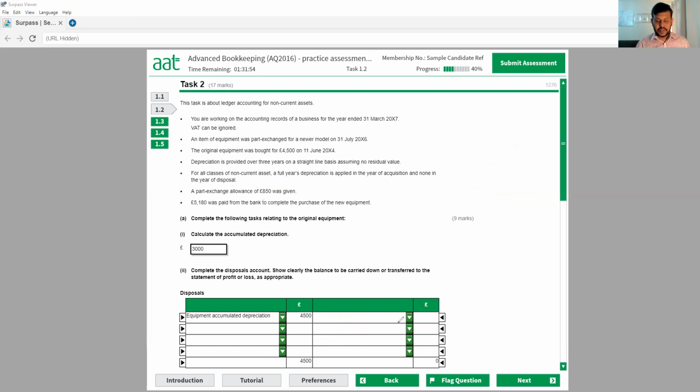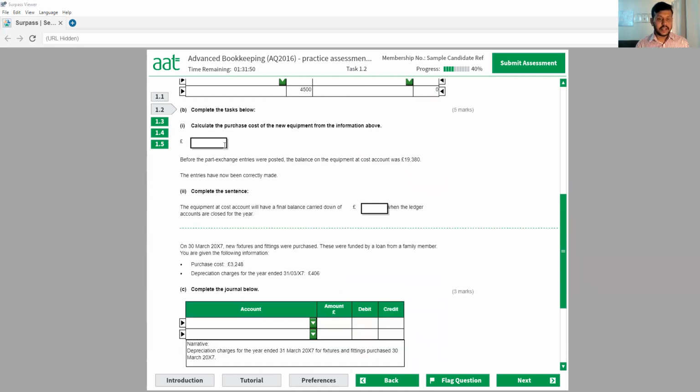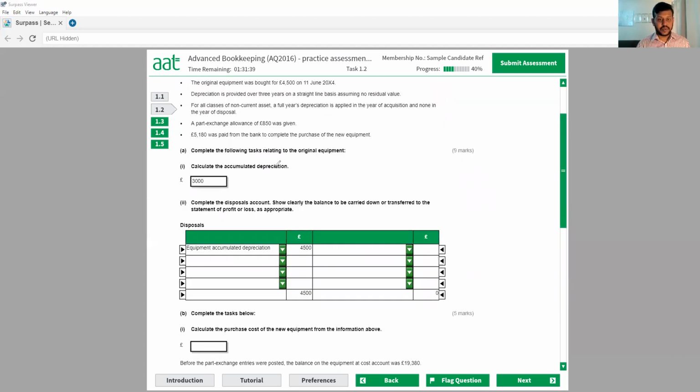So let's move to the next one. The next one we have here, they said calculate the purchase cost of the new equipment from the information above. How much is the cost of the new asset? This is very simple, I think. You give 5180 from the bank, and they give us 850 for the part exchange. So for the part exchange, they consider 850, and also we have to give 5180 from the bank.